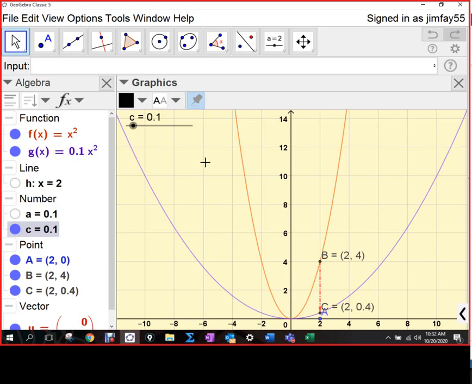And you can see there that if I take on my parent function a y value of 4 and multiply it by 0.1, it turns into 0.4. Is that all right? Okay.